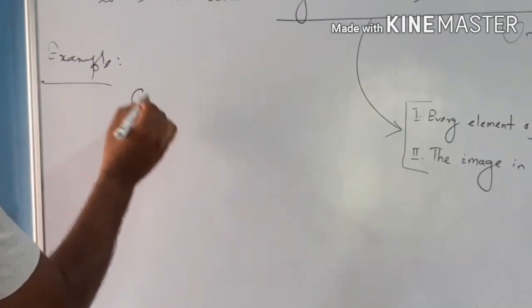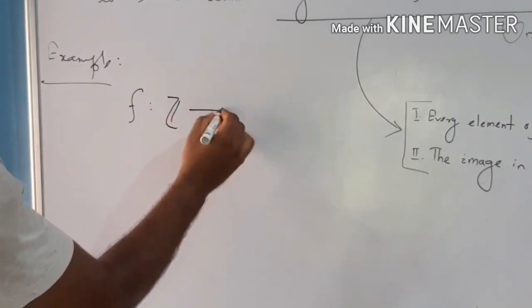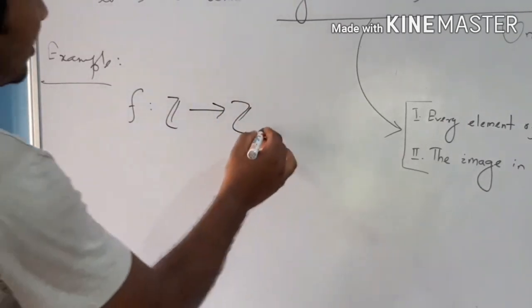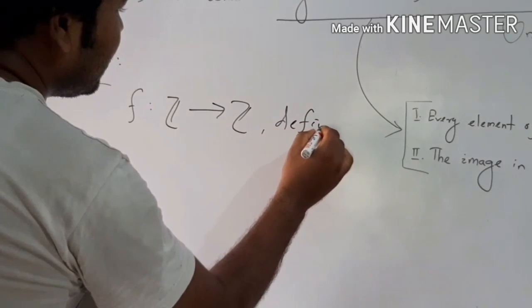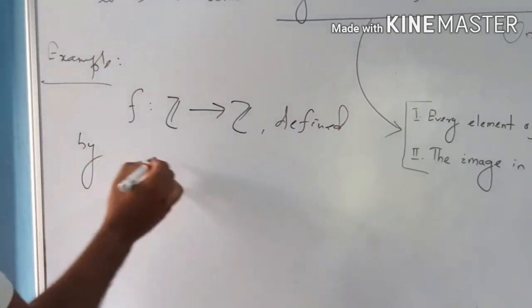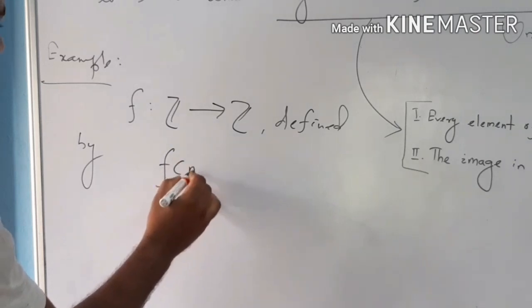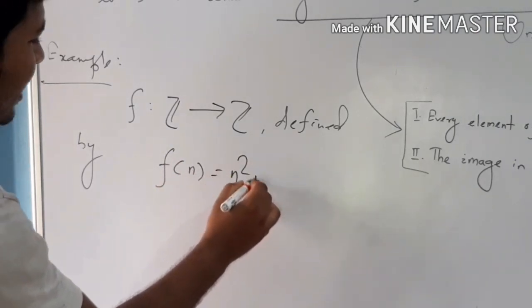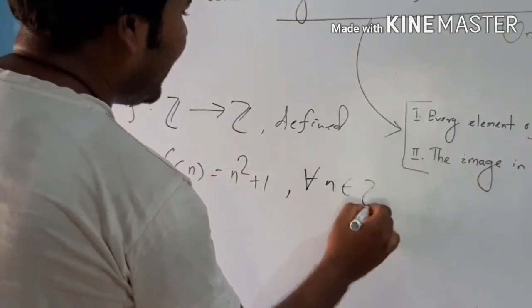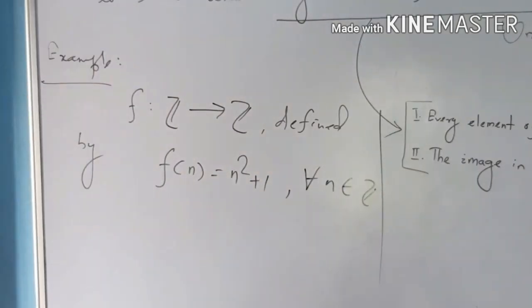Suppose f is a function from the set of integers to the set of integers defined by f of n equal to n square plus 1. This is true for all n belongs to Z.